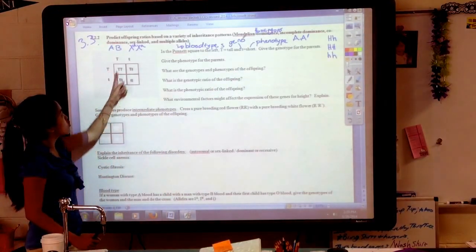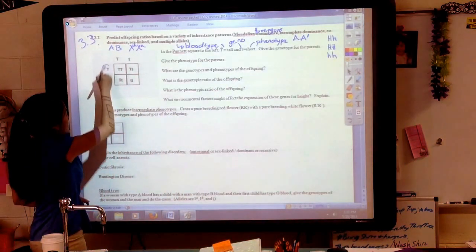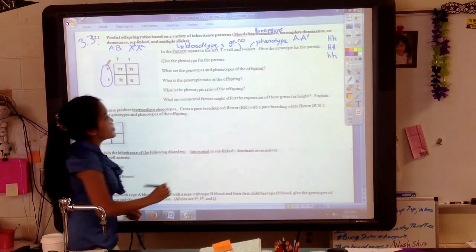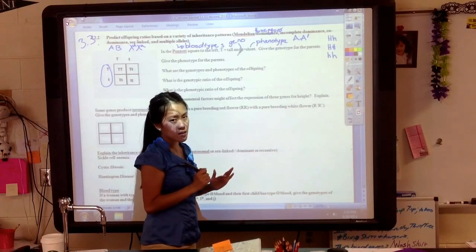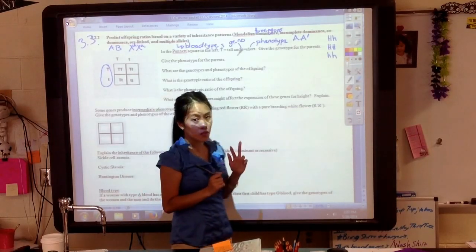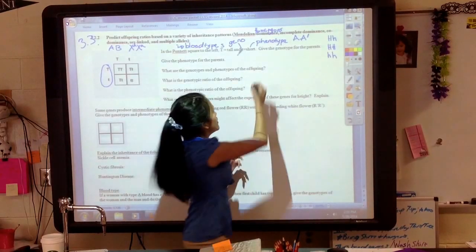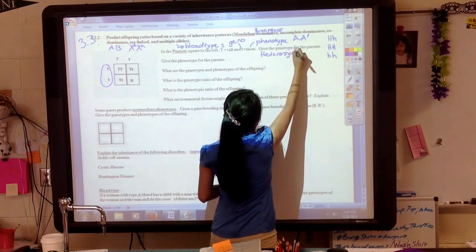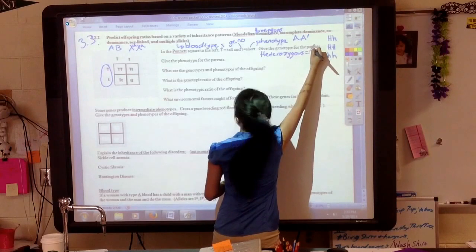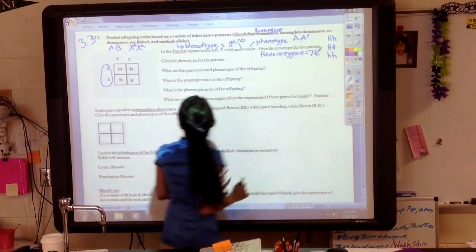Here you see 2 parents. They're both big T, little t. The genotypes, therefore, would be, is that homozygous or heterozygous? Hetero means 2 different, homo means 2 the same. So this would actually be a heterozygous genotype, and specifically for this example, it was big T, little t.